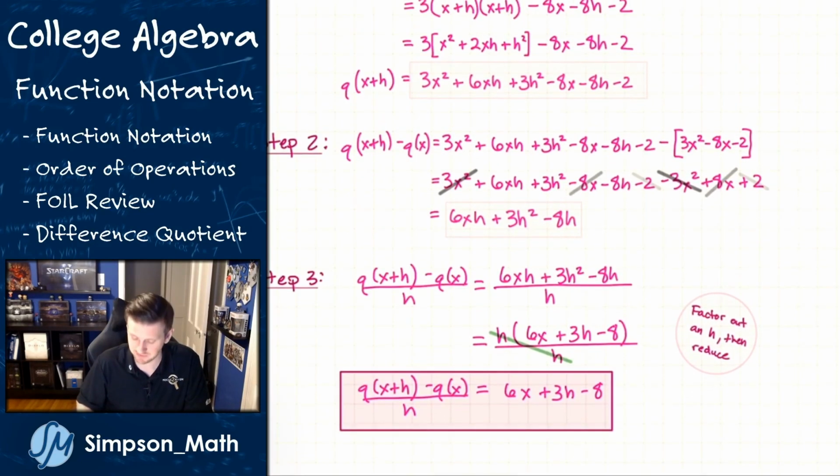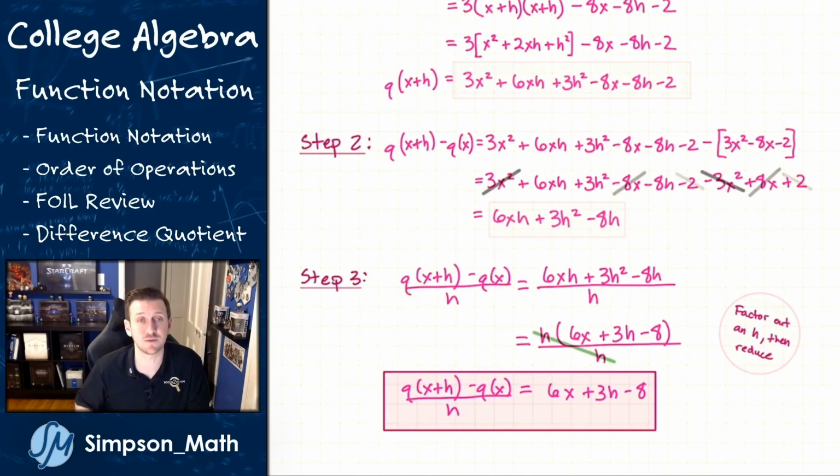All right, last one, we're going to put it over h, factor out the h, and then reduce it. Again, whenever you do that factoring, I encourage you to do a mental distribution to check that GCF. Is what? h times 6x, 6xh. h times 3h, 3h squared. And h times negative 8, negative 8h. Just blurs together, doesn't it? All right, h is reduced, and we're left with 6x plus 3h minus 8. There you have it. That's the difference quotient for q of x.